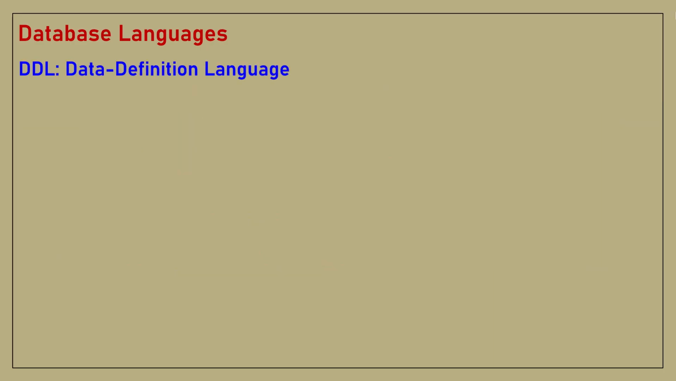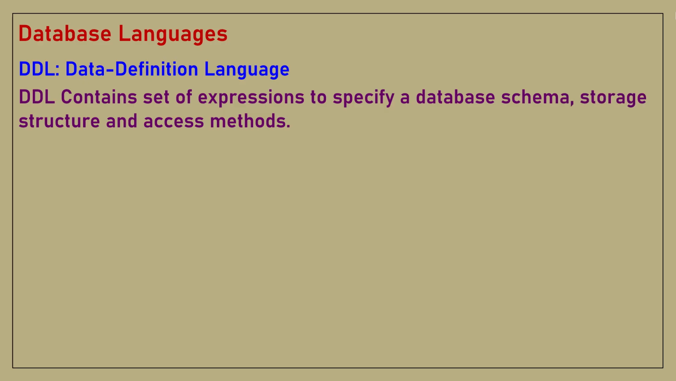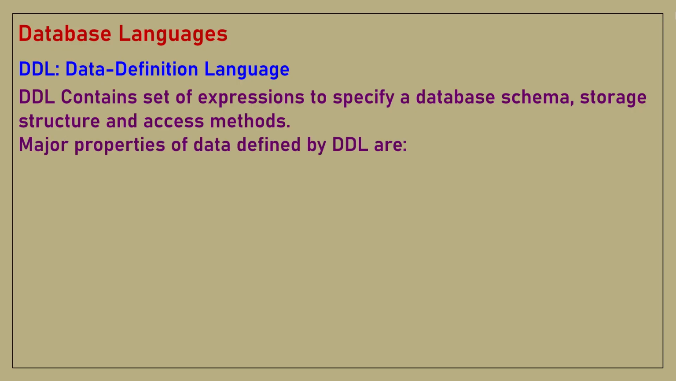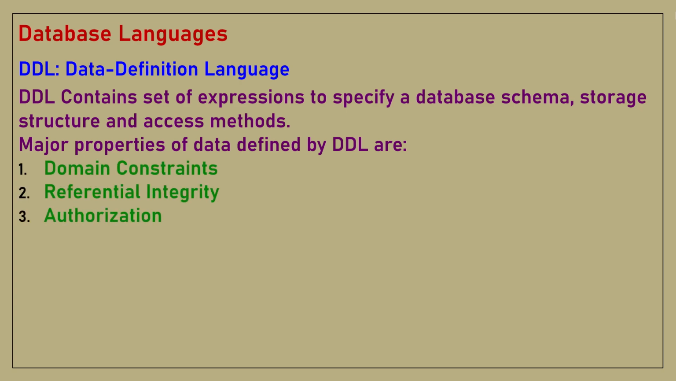DDL, Data Definition Language. DDL contains set of expressions to specify a database schema, storage structure and access methods. Creating table, defining keys, integrity constraints etc. are DDL expressions. Major properties of data defined by DDL are domain constraints, referential integrity, authorization.